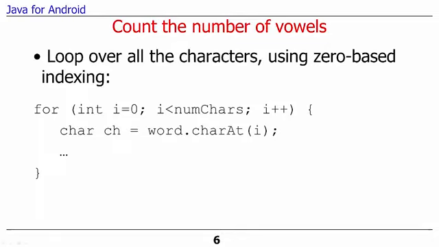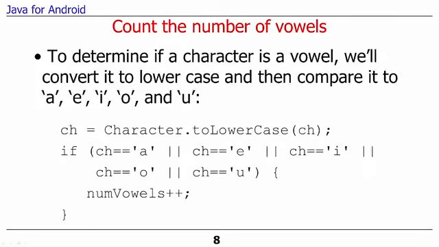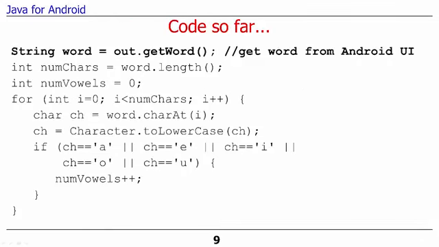We can then use the counter variable in the charAt method to get the next character from the string. We store each character in a local variable named ch. Since we want to count the number of vowels, we will use a cumulative sum loop. Thus, we introduce an accumulator variable and initialize it to 0 before the loop. And inside the loop, whenever we encounter a vowel, we will increment the accumulator. To determine if the character is a vowel, we will convert the character to lowercase and then compare it against the lowercase vowels. Here's the code we have to this point.